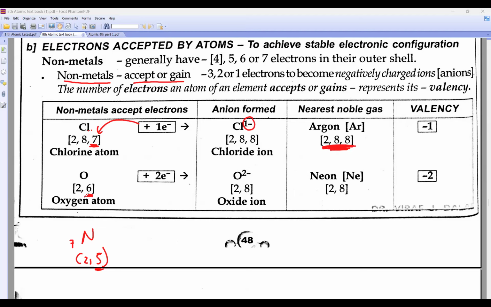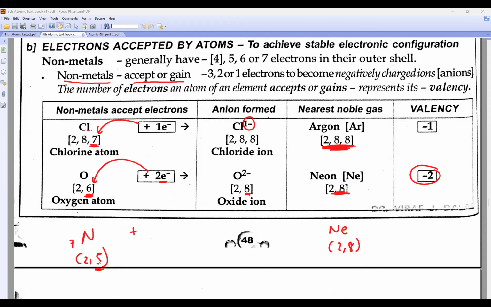This one is 2, 6. So in order to become an octet, in order to become like neon, how many electrons does it have to gain? 2. So it is 2 minus. For nitrogen, how much will it gain? It is 2 minus if it has to gain? Electron has what charge? Negative.